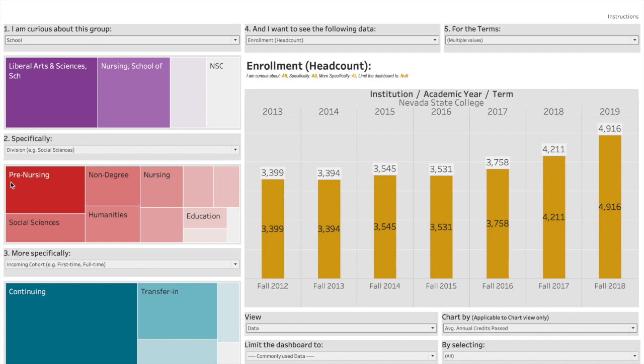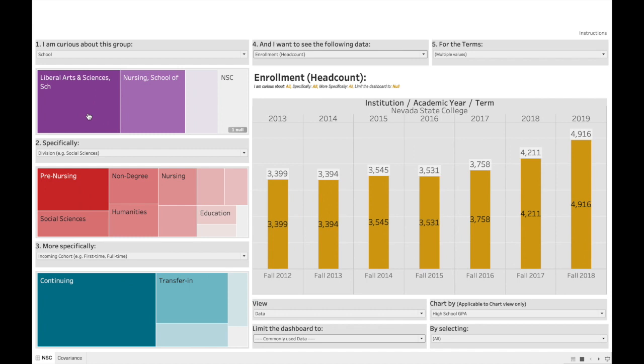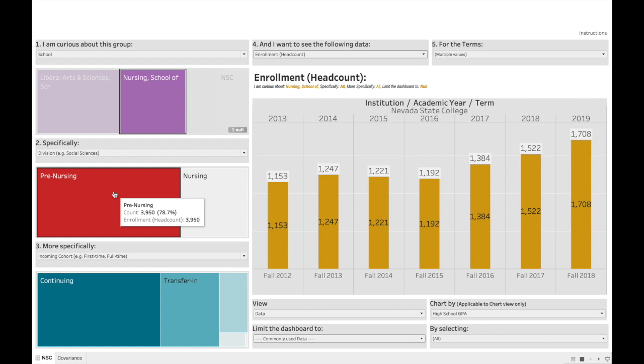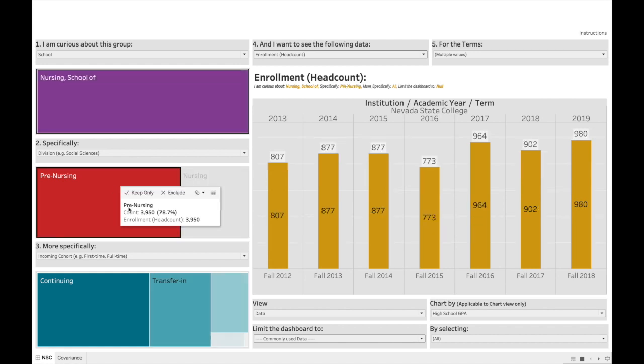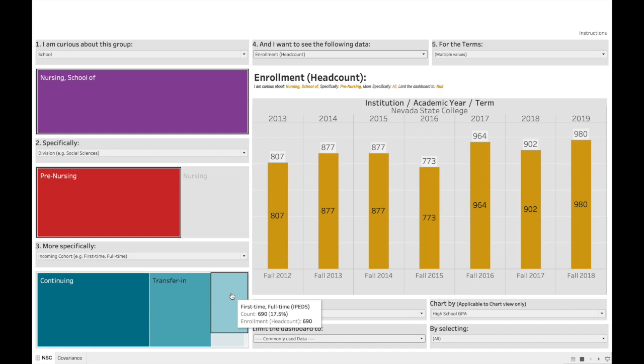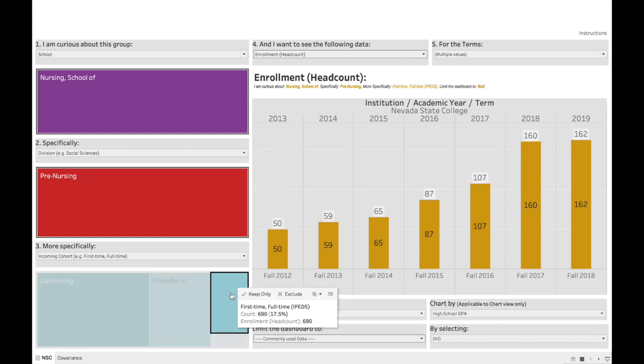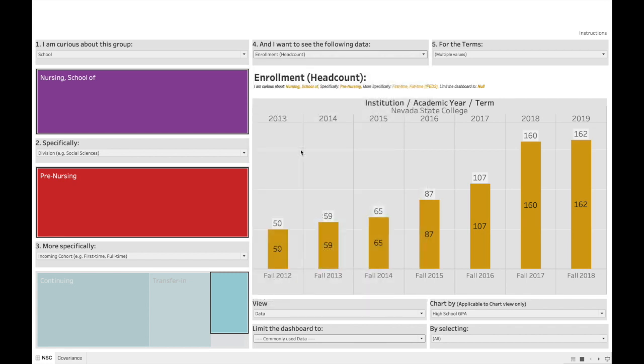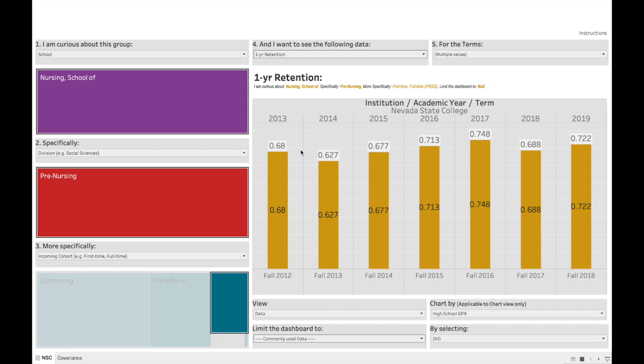Here's a dashboard at Nevada State College. We are looking at enrollment for the past 7 fall semesters. This enrollment can be broken down by schools, colleges, ethnicity, gender, or whichever dimension we are interested in. Currently, we are looking at School of Nursing, pre-nursing, first-time, full-time students and their enrollment. We could change this to a view that shows 1-year retention, 2-year retention, or whatever measure we are interested in.